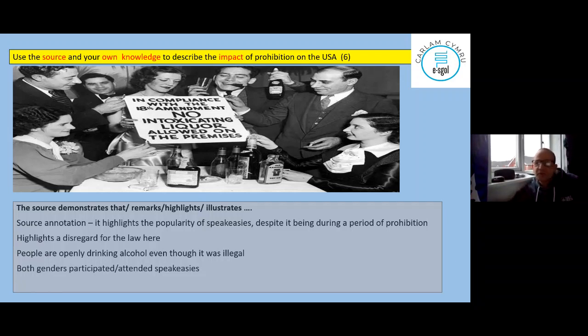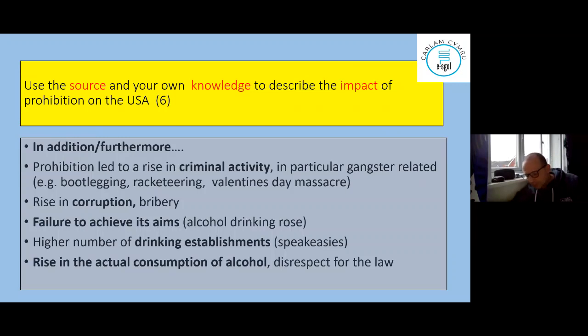So that is a few examples from the actual knowledge of the source, the content of the source, sorry, which might well score you, say, a maximum of 3 marks. Now, a pupil who's revised will be able to show the examiner the wealth of their knowledge by discussing other impacts of Prohibition. For example, you might say, in addition or furthermore. A number of points raised here.